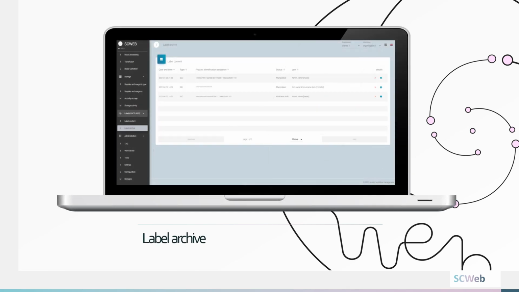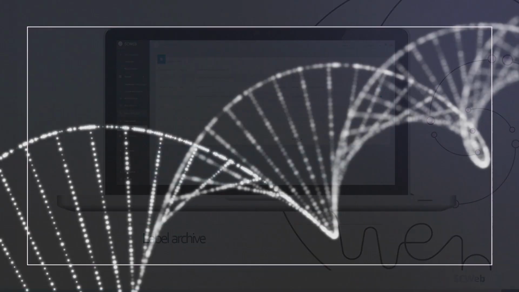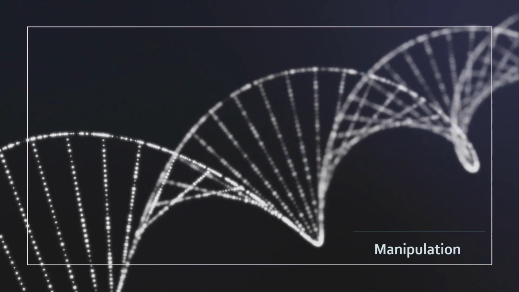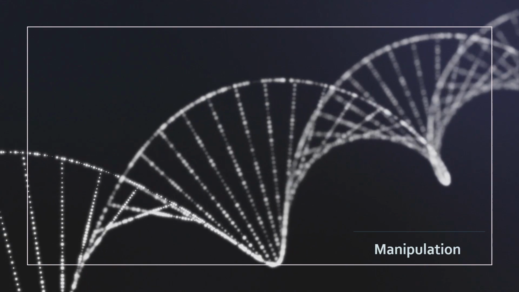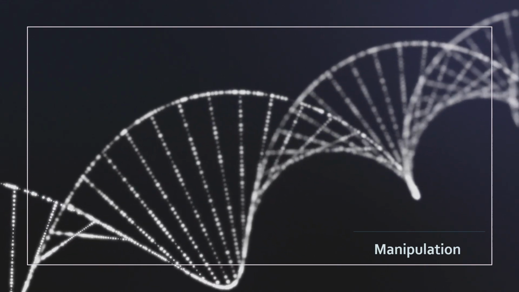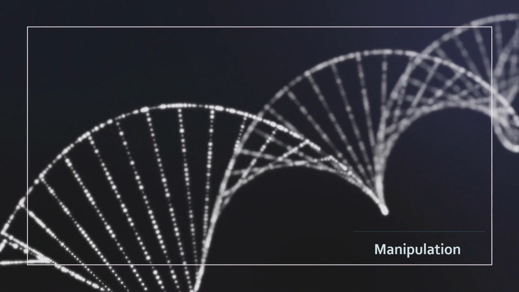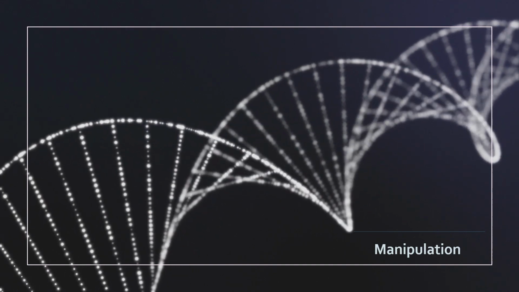In the SCWeb portal, all the labels printed will be recorded, keeping track of the data ID, time, and operator who processed them. In a station inside the clean room, all the manipulation steps can be recorded. The station can also be connected to automated equipment.